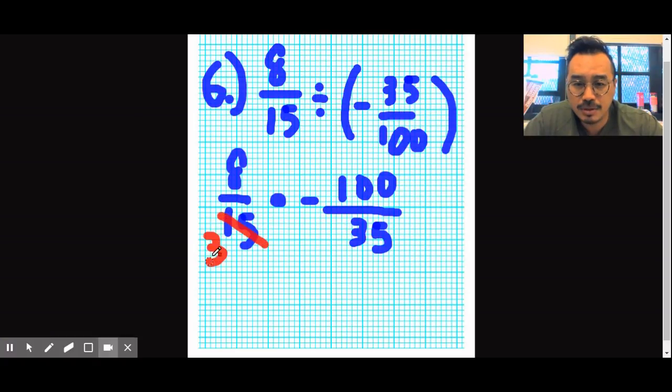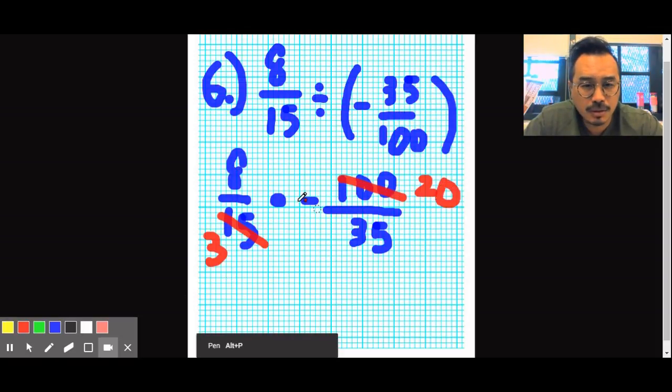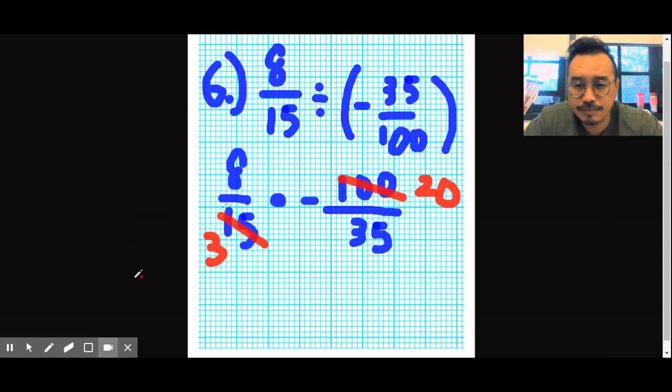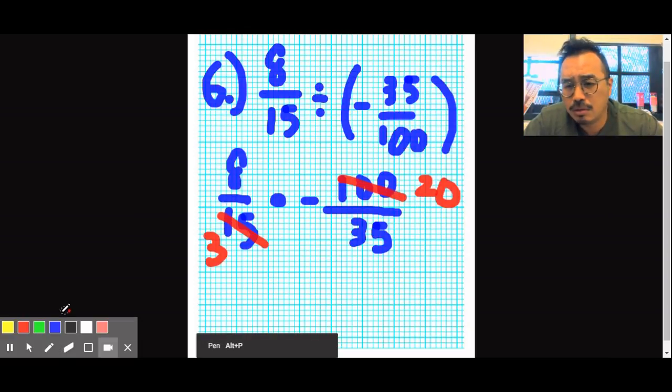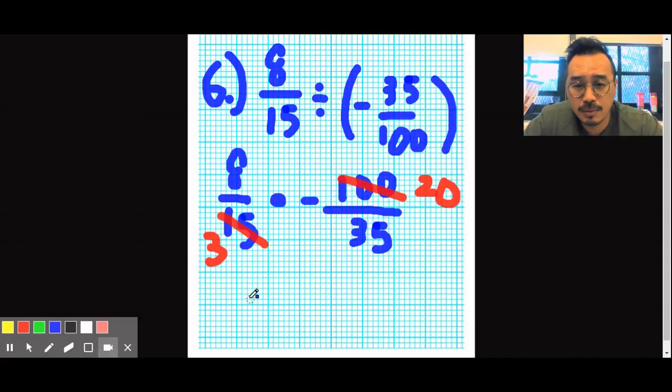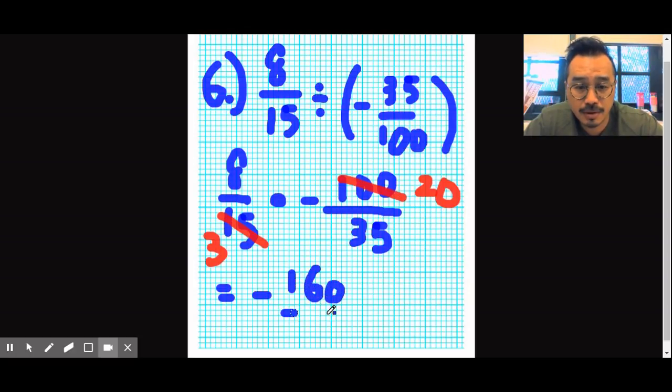5 times 3 is 15. 5 times 20 is 100. No, I can't cross cancel here, can I? Let's see. No. All right. Well, we'll just have to multiply now. Okay, so it's negative, right? Positive times negative. 8 times 20 is 160. 3 times 35. You see, the choices are simplified. So, yeah, it's going to be a little bit of work here. 3 times 5 is 15. 3 times 3 is 9. 105.